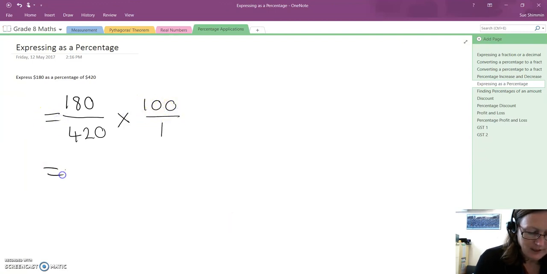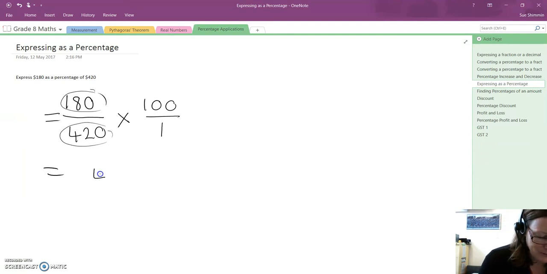So express 180 as a percentage of 420. 420 goes on the bottom, 180 goes on the top. To change it to a percent, times it by 100 over 1. Put this into our calculator, round that off to two decimal points, it's 42.86%.